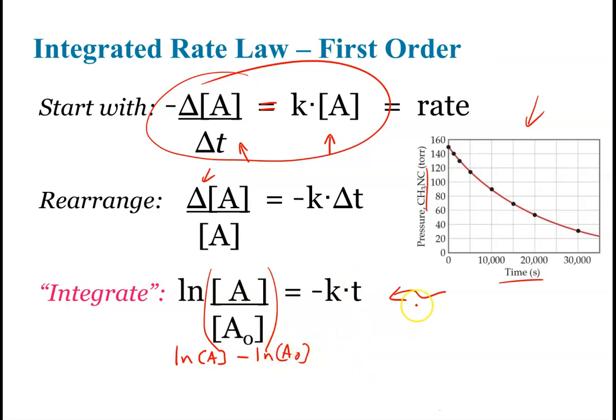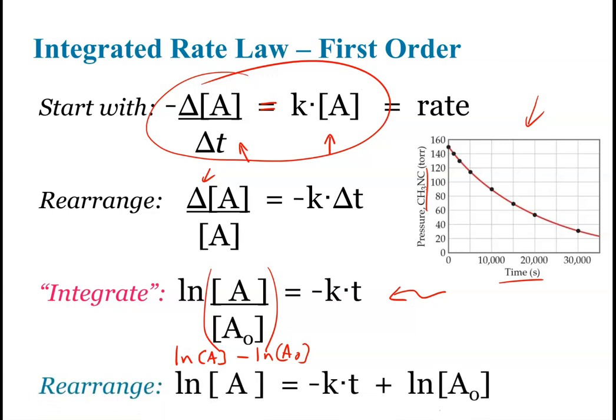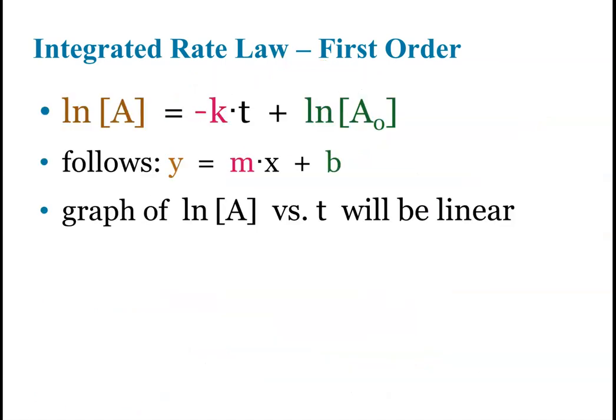Okay, we're going to rearrange this equation, and what we end up with is this. We end up with the natural log of A being equal to negative kt plus the natural log of A0. Again, we just take this minus the natural log of A0 and put it on the right-hand side. All right, so if we look at this equation, which I just recopied at the top of this slide, the natural log of A is equal to negative kt plus the natural log of A0.